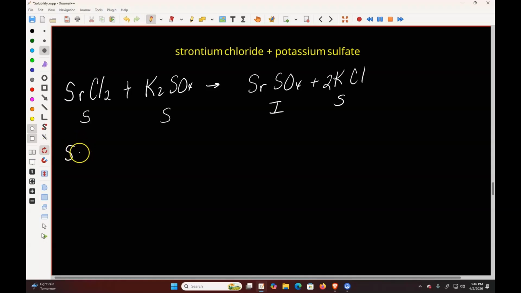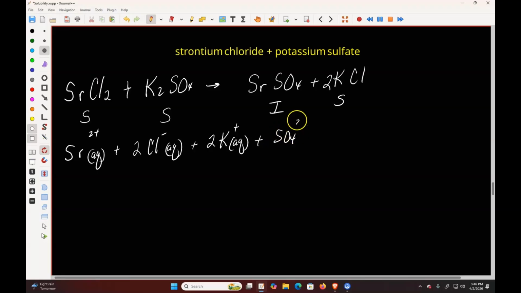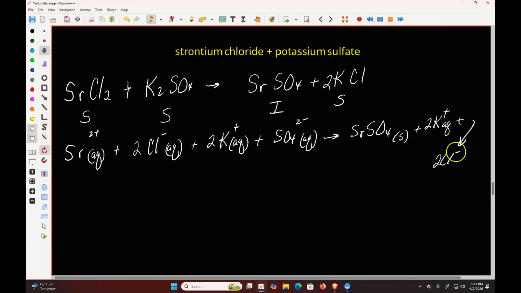So a full ionic equation would be Sr2 plus aqueous plus 2 Cl negative aqueous, 2K positive aqueous, SO4 2 negative aqueous, SrSO4 solid, 2K plus aqueous, and 2 Cl negative aqueous.